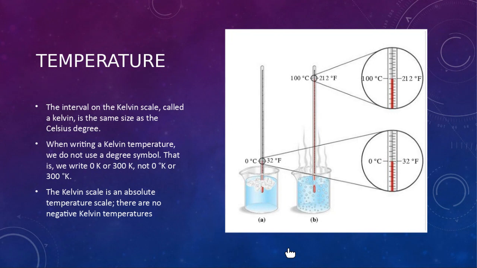Also we have some formulas, and the interval on the Kelvin scale, called a kelvin, is the same size as the Celsius degree. When writing the Kelvin temperature, we don't use a degree sign, only K. For example, we write 0 K or 300 K, not 0 degree K. There is no degree for the Kelvin, don't forget that. The Kelvin scale is an absolute temperature scale. There are no negative Kelvin temperatures. Don't forget these terms.